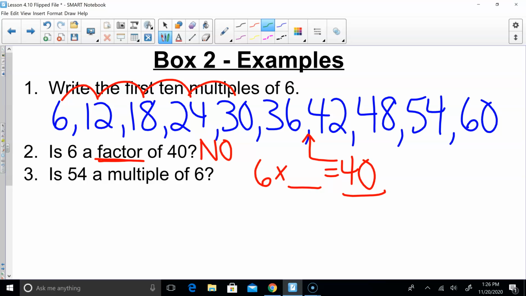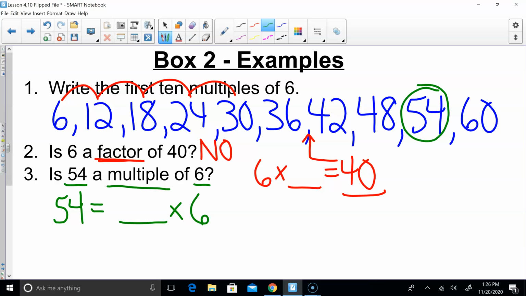So next one: is 54 a multiple of 6? It would be 6 times something equals 54. Well, the good news is, in my list of multiples, I see 54. So yes, it has to be a multiple. And what would the other factor be to answer that equation? It would be 9. 9 times 6 is 54. So is 54 a multiple of 6? The answer would be yes, because it's in our multiples of 6. You can pause the video right now and write this information down to help you out.